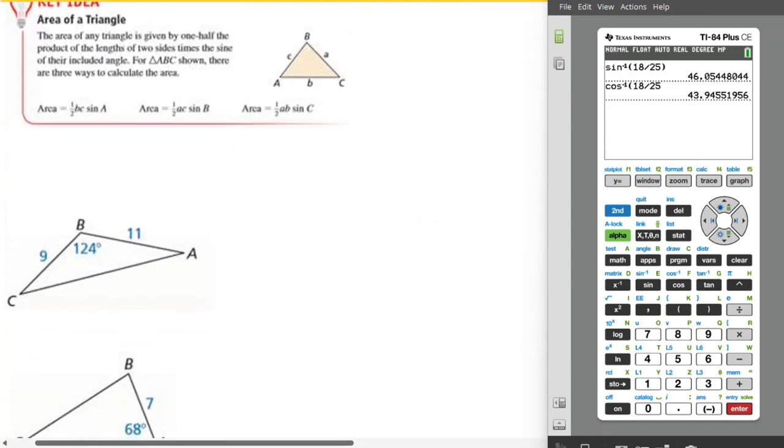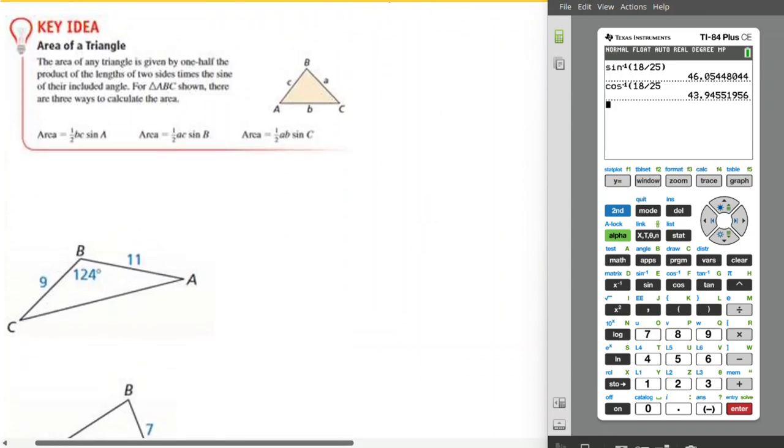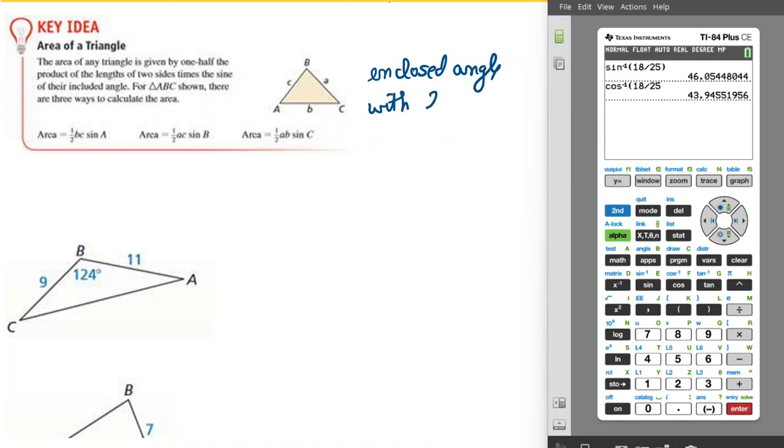All right, you can see there's so much in the trig one that it was important that we spend this time and make sure we understand it. Now, if we're given an enclosed angle and two sides, we can calculate area.